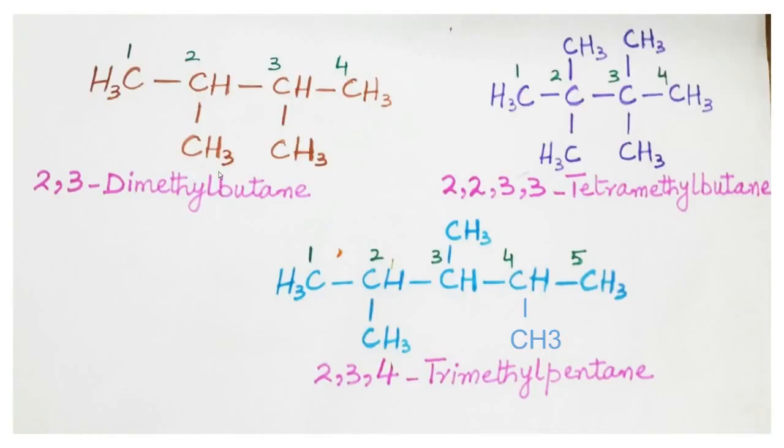Like in this case, there are 2 identical groups, methyl. One is on the second carbon, the other is on the third carbon. So this is 2,3-dimethylbutane because the longest chain consists of 4 carbons. So this is dimethylbutane, and 2 and 3 are the locations.